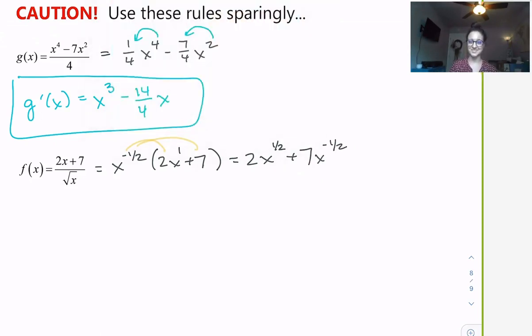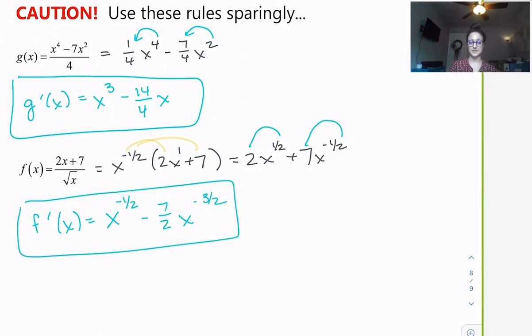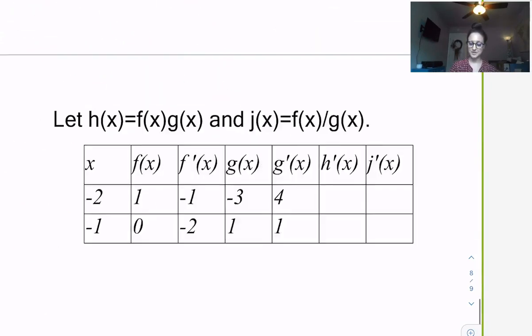Okay, is that the derivative? That is not the derivative, but now I have just good old power rule from yesterday. So now I can fly the 1/2 to the 2, which is 1, x to the new power of negative 1/2. Now if I fly the negative 1/2 to 7, that's negative 7/2 x to the negative 3/2. And then I'm done, okay?